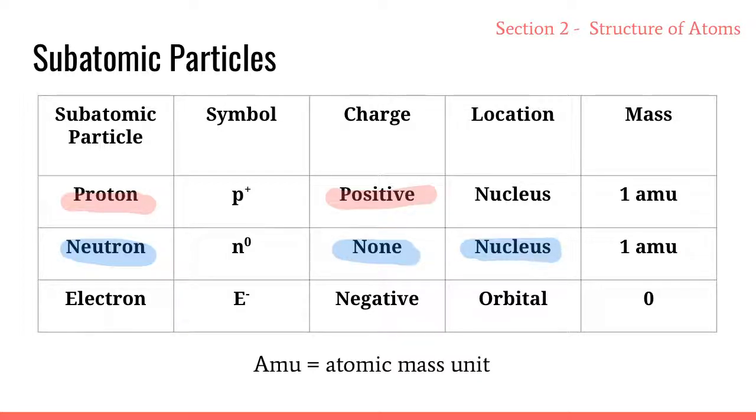Last but not least, we have the electron. Electrons have a negative charge, and we are going to abbreviate them with an e and a minus sign. Most of the time that's lowercase, but that's okay to do uppercase. Their charge is negative, so they're the opposite of a proton, and they're located in those orbitals. The last thing I want you to notice is that the mass is 0. So we consider electrons to be so little that they have no mass at all.